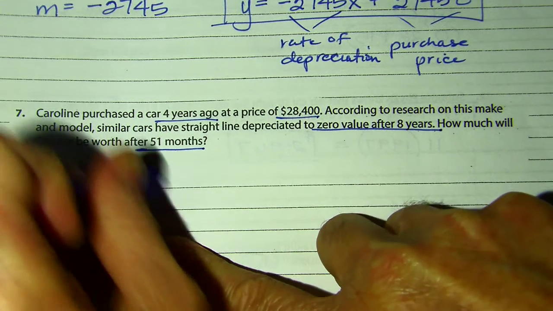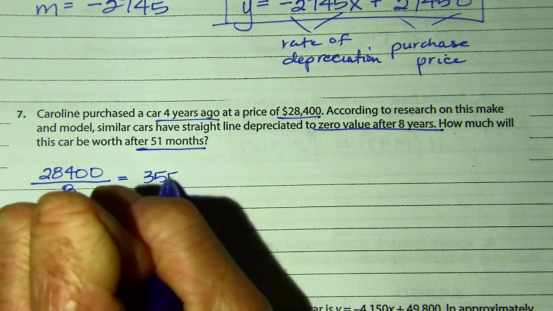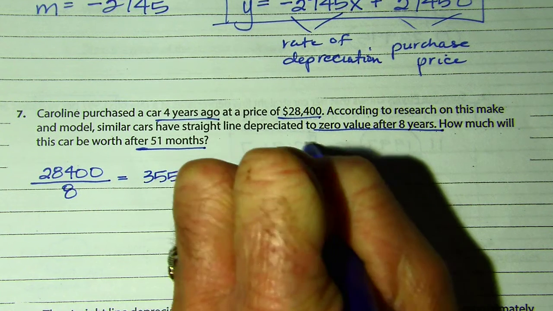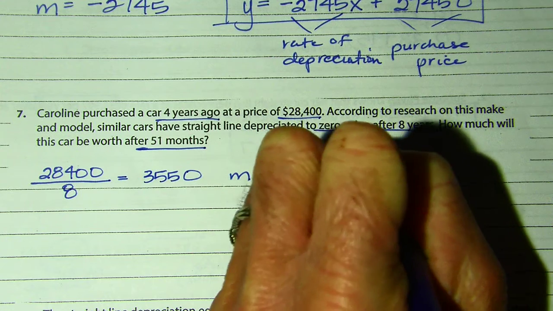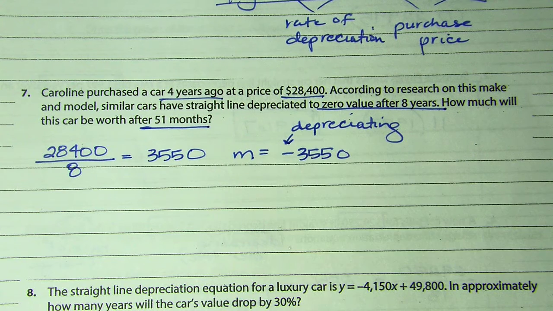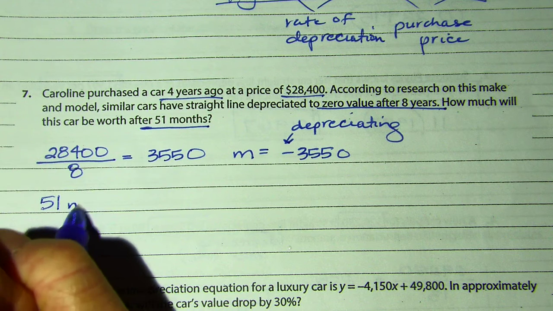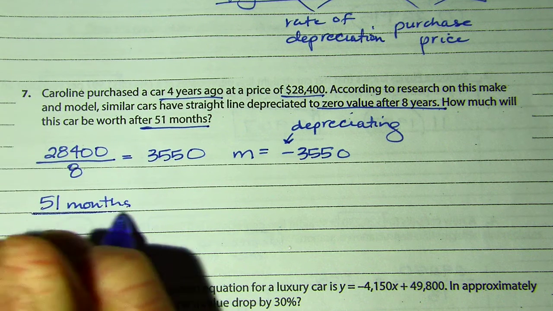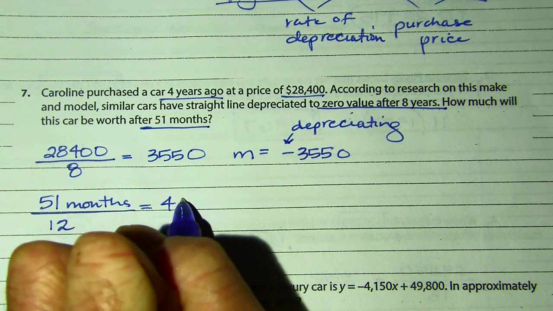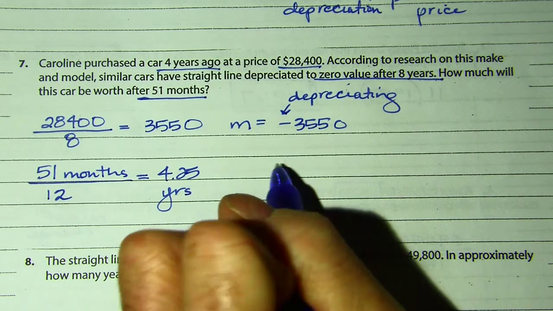Okay, so when I divided this, I got 3,550. So I know M is a negative 3,550 because it's depreciating. Remember, depreciating means to decrease. I know the starting amount was $28,400. Okay, so I know that much. Now let's talk about, I have 51 months. I need to put that in years. So I have to divide by 12. And that gives me 4.25 years.